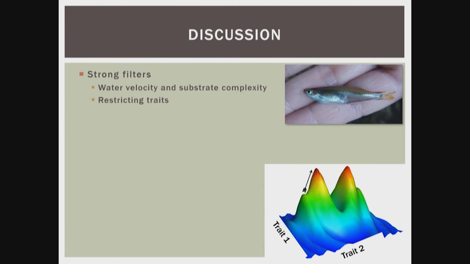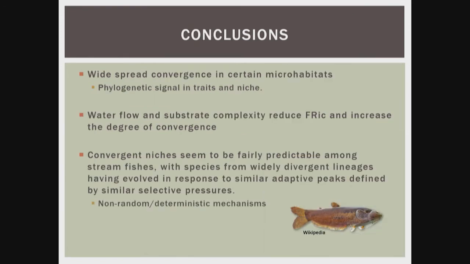And again, if you think of that in that adaptive plane, if you have strong selective pressure, you have these very narrow peaks. So you can only fit a few morphological types along this adaptive landscape, versus low selective pressure where you have a really broad area that you can occupy. And so as I said, these high selective pressures tend to lessen the functional richness and increase the degree of convergence. So I did see a lot of widespread convergence in these certain microhabitats.